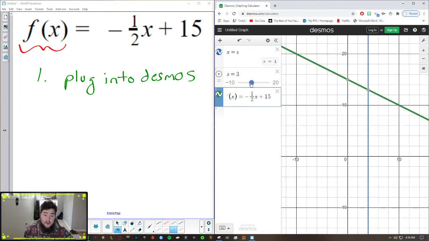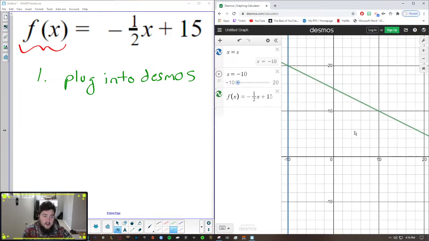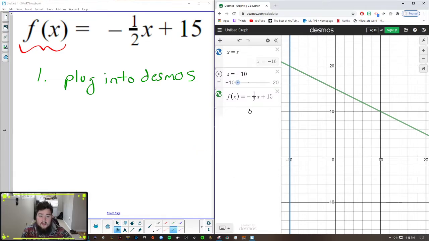Okay? Something you may have to do, if you are looking at nothing, you may have to zoom out to see your line or your function. Okay? Next, easy. Number 2, we will do the vertical line test.